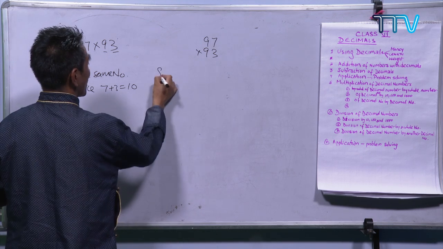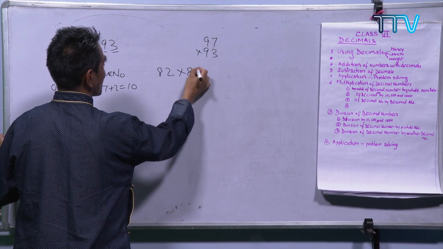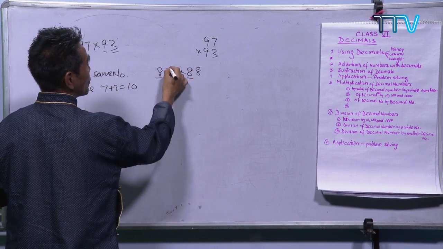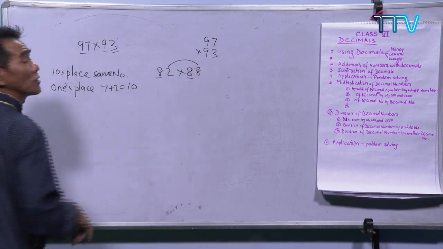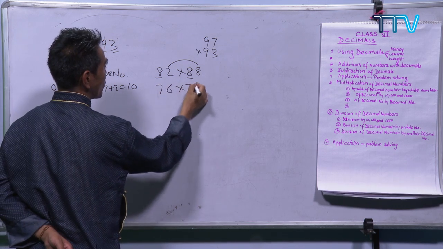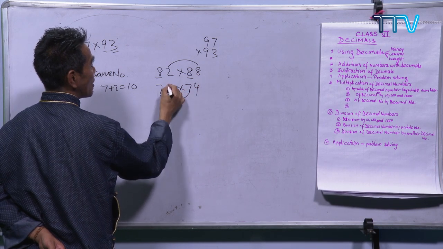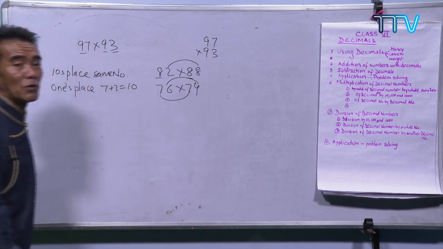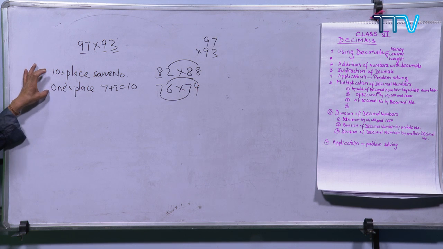82 multiplied by 88. The tens place is the same, and the units add up to 10. The condition is the same thing. 76 multiplied by 74. The tens place is the same, and the units add up to 10. Okay, the condition is the same thing.